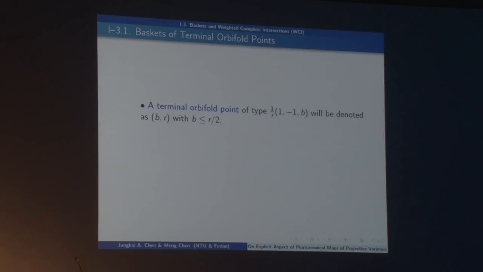So we can always normalize a terminal quotient singularity into a singularity of this type, and we usually denote it as 1/r(1,-1,b). And for the compound Du Val singularity, one can deform it into a collection of terminal cyclic quotient points. We just collect these terminal points and call it a basket, denoted something like this.